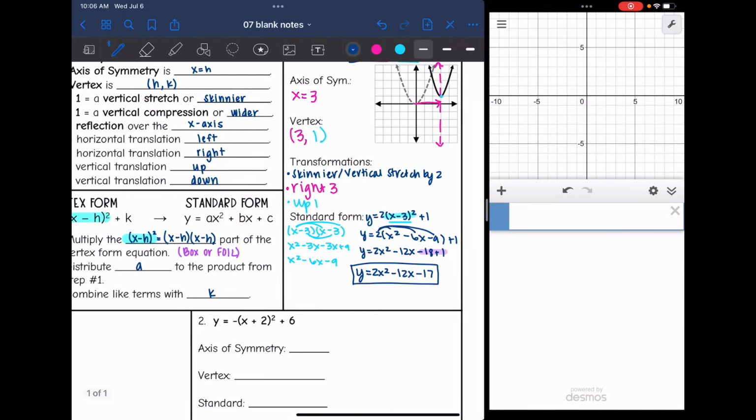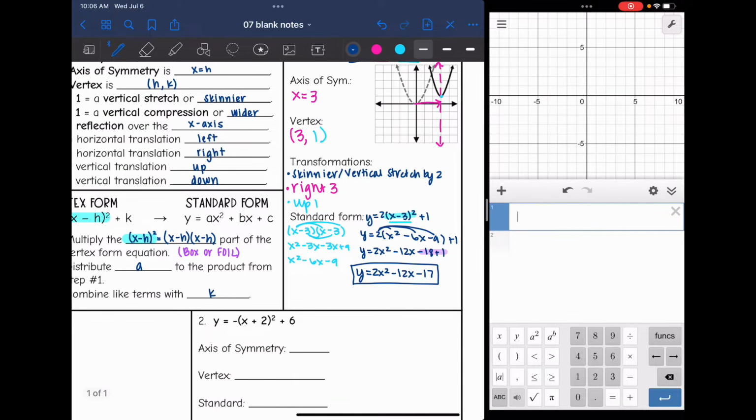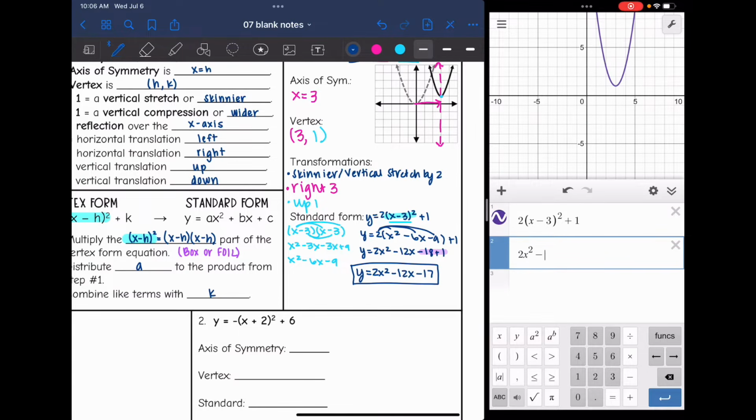So I'm going to graph the original problem they gave us in vertex form, 2 times x minus 3 squared plus 1. And then when I graph the standard form, it should create the same exact function. 2x squared minus 12x minus 17. Oh, which it does not, so I must have done something incorrectly. Let's see if I can figure out where I went wrong.